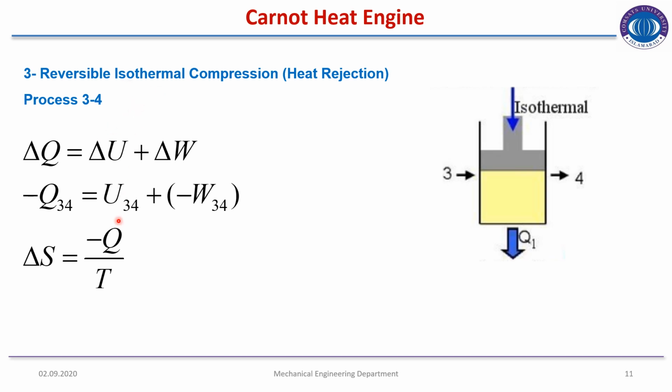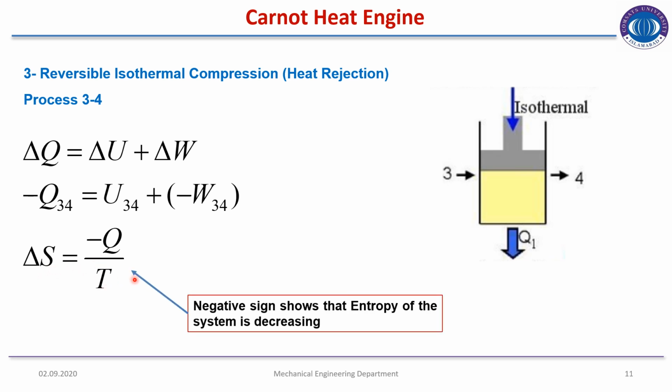So isothermal, therefore ΔU will be cancelled out and Q will be equal to minus W34. As Q is the amount of heat rejected to the surrounding, the total energy content of the system will be reduced, therefore a minus sign is shown. From the relation of entropy, ΔS is equal to Q by T, the negative sign shows that entropy of the system is decreasing.